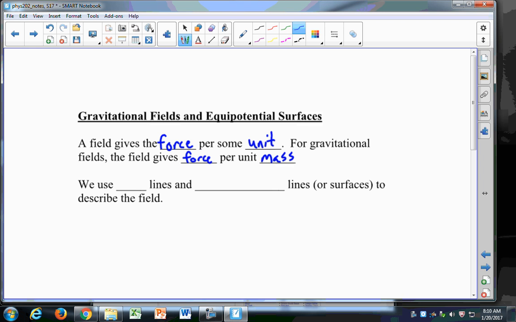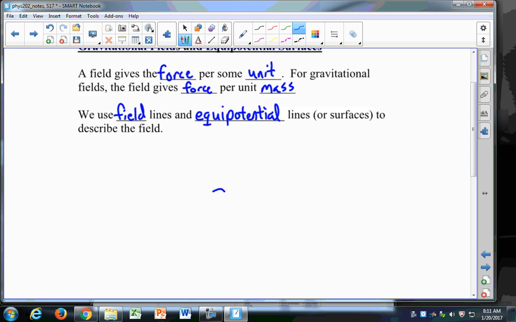We're going to use field lines and something we call equipotential lines to describe the field. So let's say that we have a mass. We'll say that it's the Earth. I want some way to describe the force that particles feel when they're close to the Earth. So let's say that I have some mass right here, at some point above the Earth. In what direction does it feel a force? It's going to feel a force in the downward direction.